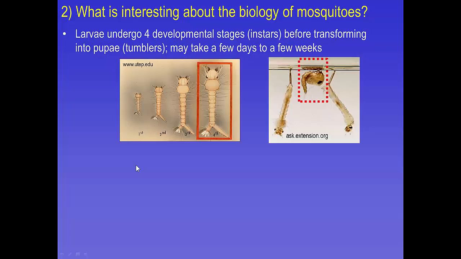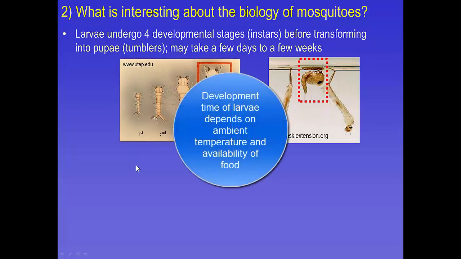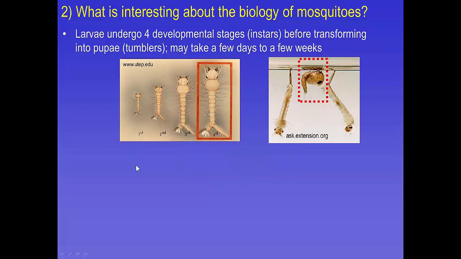As the larvae feed, they will grow in size, shedding their exoskeleton as they become larger and go through a total of 4 developmental stages that are also known as instars. This developmental process can be as short as a few days to as long as a few weeks, depending on the ambient temperature and the availability of food. Now, once the larvae complete the 4th instar, they will transform into pupa.